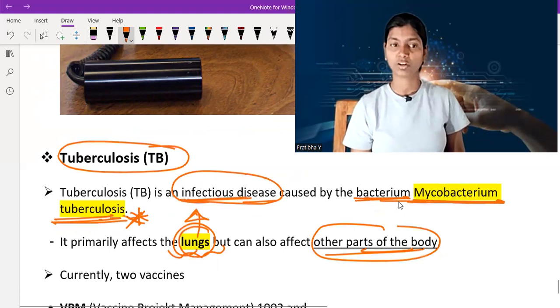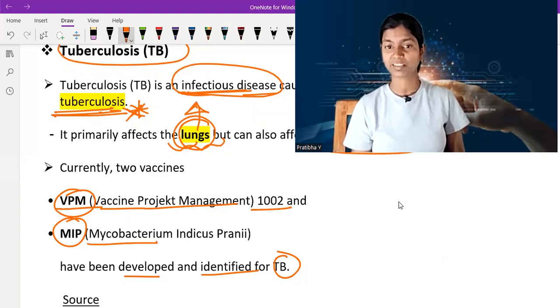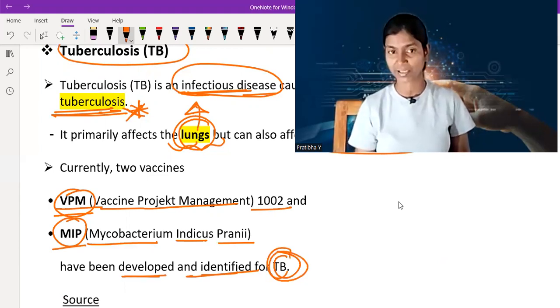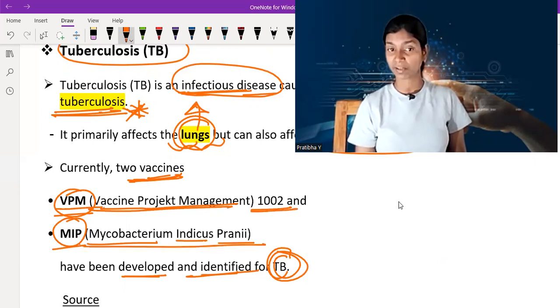Currently, two vaccines called VPM and MIP have been developed and identified for TB. VPM is Vaccine Project Management 1002, VPM 1002, and MIP is Mycobacterium indicus pranii. These are the two vaccines currently being used for TB. Remember the full forms of VPM and MIP.